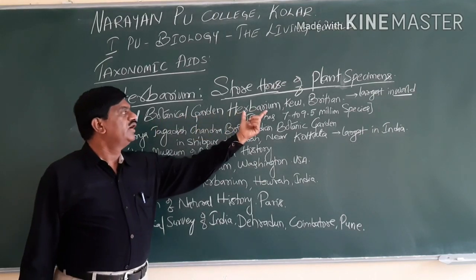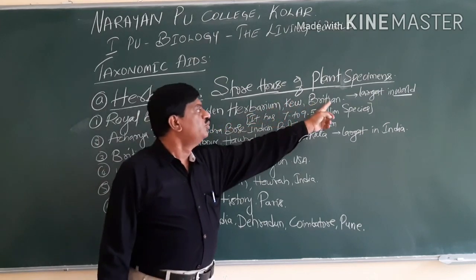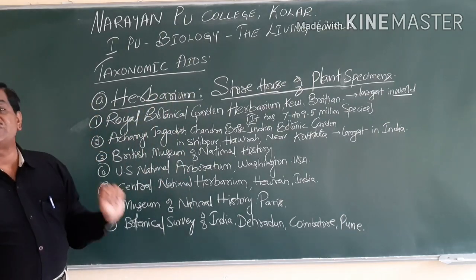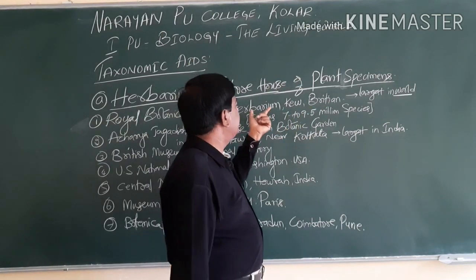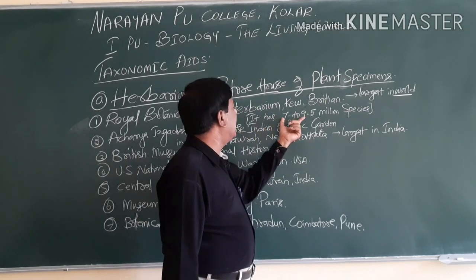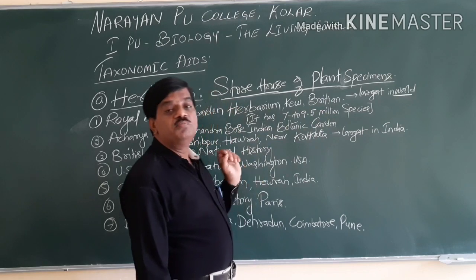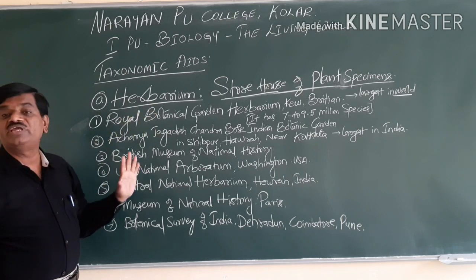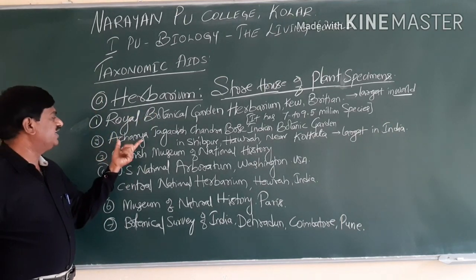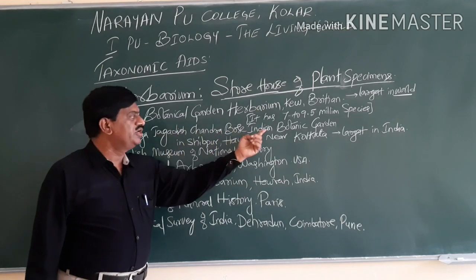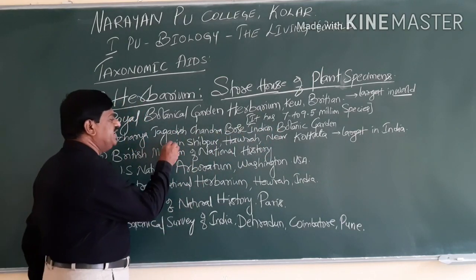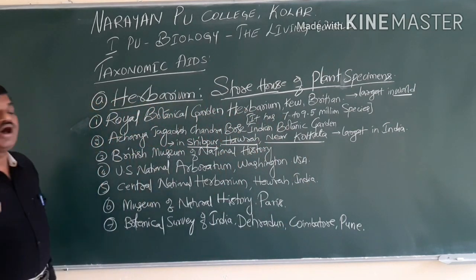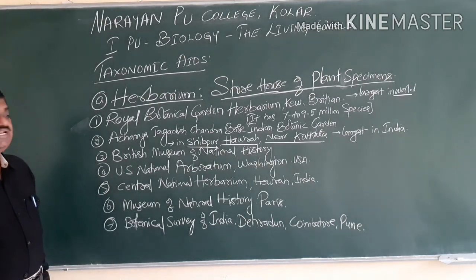Royal Botanical Garden Herbarium. This is present in Kew, Britain, and this is the largest herbarium in the world. This Royal Botanical Garden has 7 to 9.5 million species of herbarium specimens collected and stored. Now we go for the second one, called Acharya Jagadish Chandra Bose Indian Botanical Garden. This is present in Shibpur, Howrah, near Kolkata. It is the largest herbarium present in India.